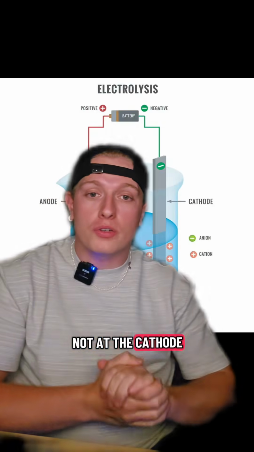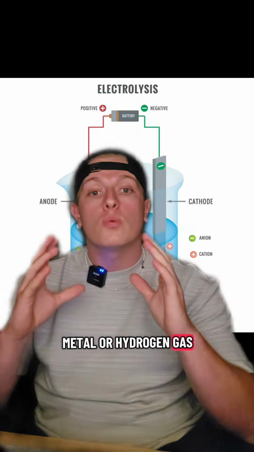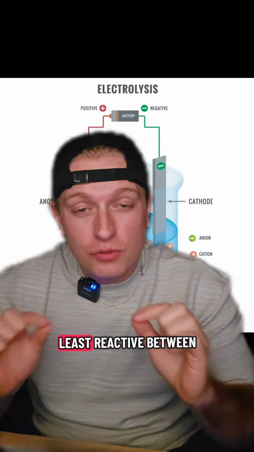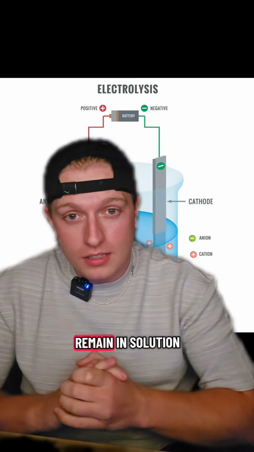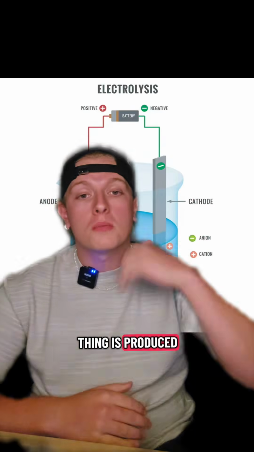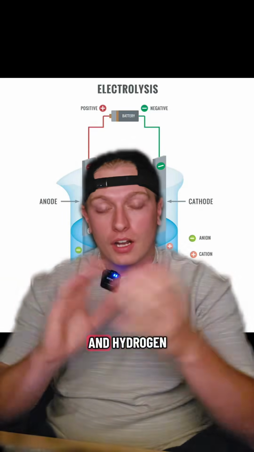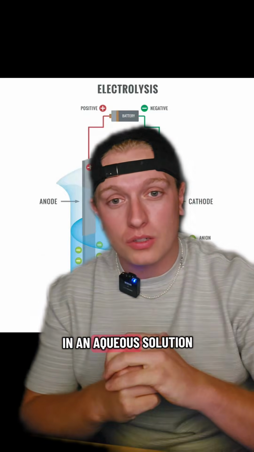At the cathode, we will always produce either the metal or hydrogen gas, whichever is the least reactive between those two things, because the more reactive thing will remain in solution. So at the cathode, the least reactive thing is produced between your metal and hydrogen. That is the products of electrolysis in an aqueous solution.